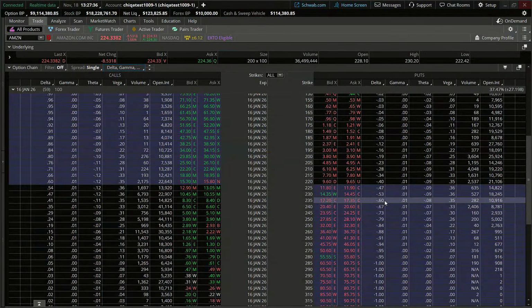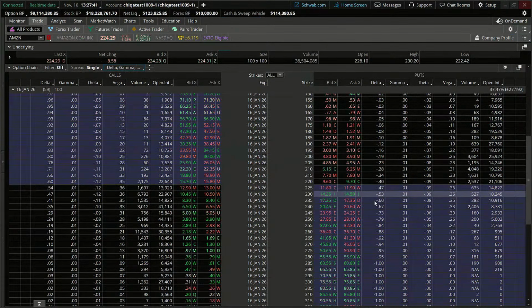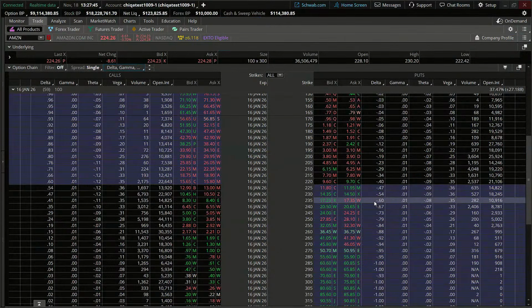And for every dollar the stock moves down, our option is going to gain 60 cents, which is why there's that negative number there, just because that delta works inversely. So if the price of the stock goes up, the price of our option will move down 60 cents for every dollar moved to the upside.